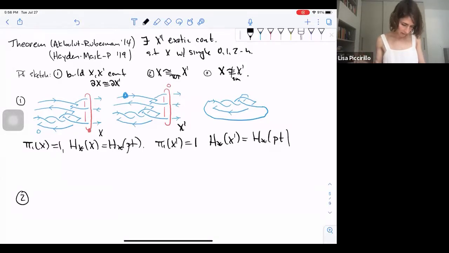And that's the constructive part. We've built a pair of contractible manifolds that have the same boundary. Let me pause for questions.